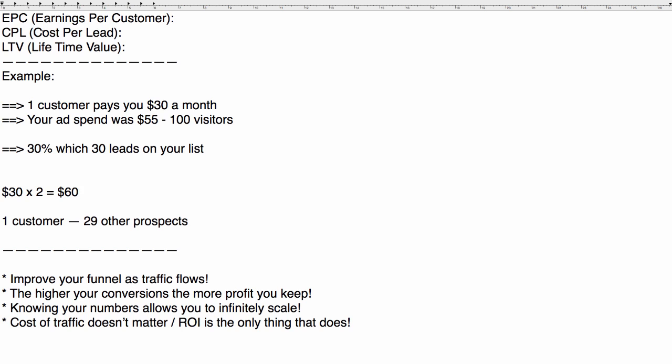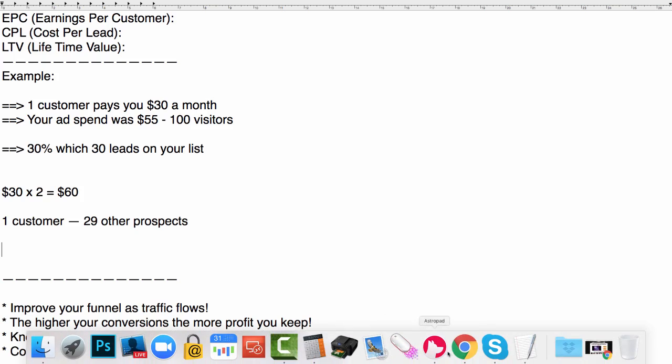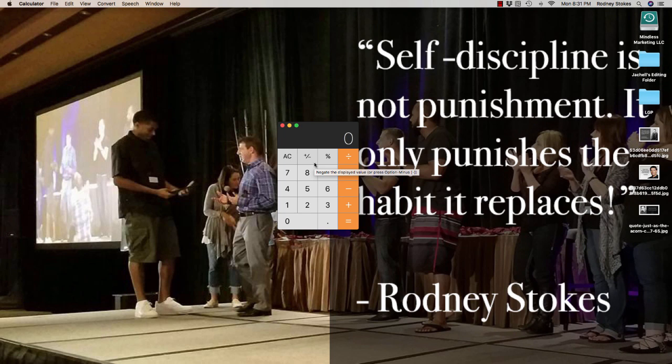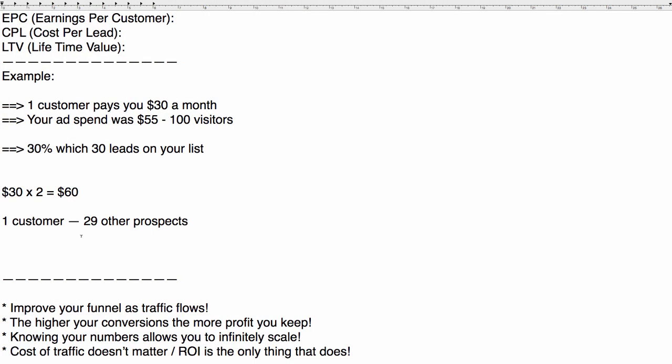Okay. Now, cost per lead. Let's break this down. So if you spent $55 on a campaign and you ended up with 30 leads, so I'm dividing 55 by 30. That meant that you paid $1.83 per lead. So each lead on your list was worth $1.83. Okay. Hopefully you understand how I got that. $1.83 is your CPL, which is your cost per lead. That's how much you paid out of pocket.